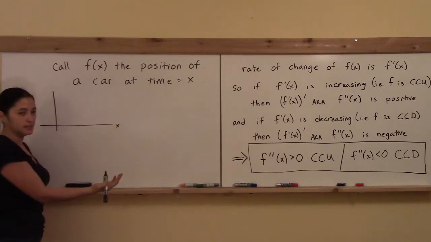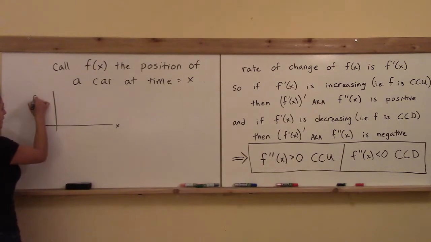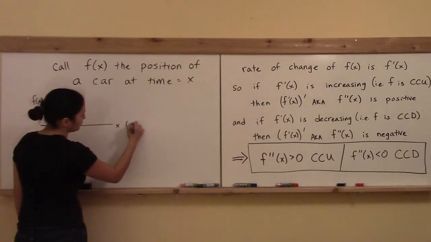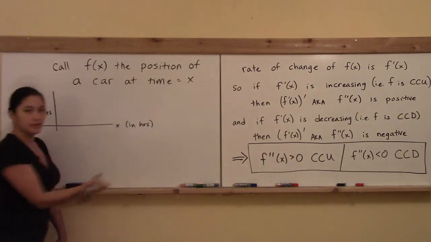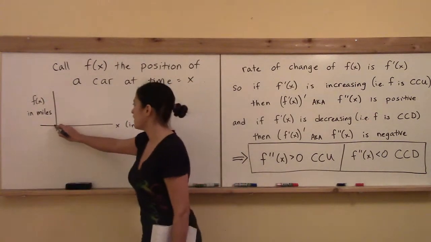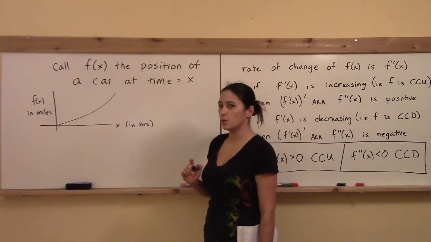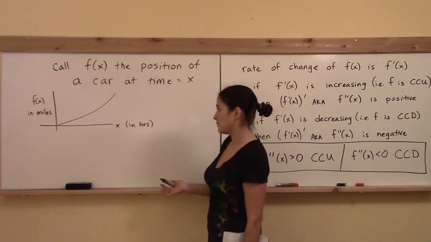Here's x, and maybe that's in time, like in hours, let's say. And here's f of x, and that's going to be my position. Maybe we'll put f of x in miles, and x in hours. This gets you to the familiar place where first I'm going to draw the position of my car. But now I'm going to consider what the derivative of this represents.